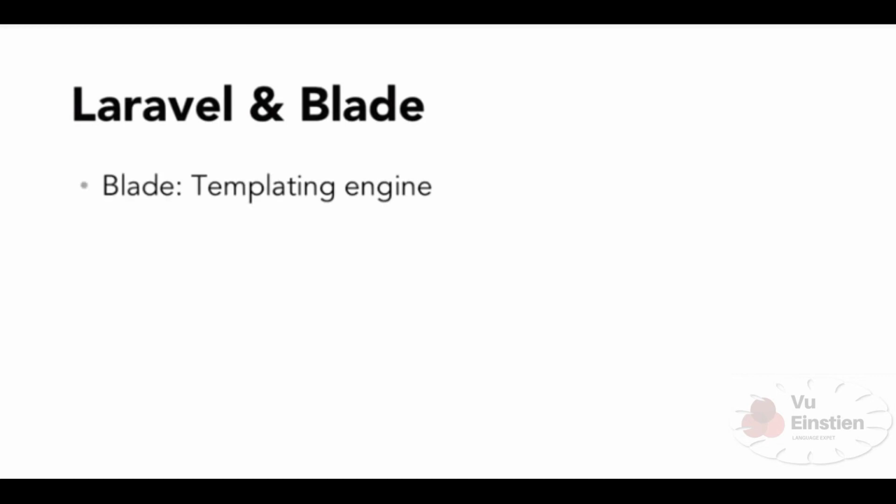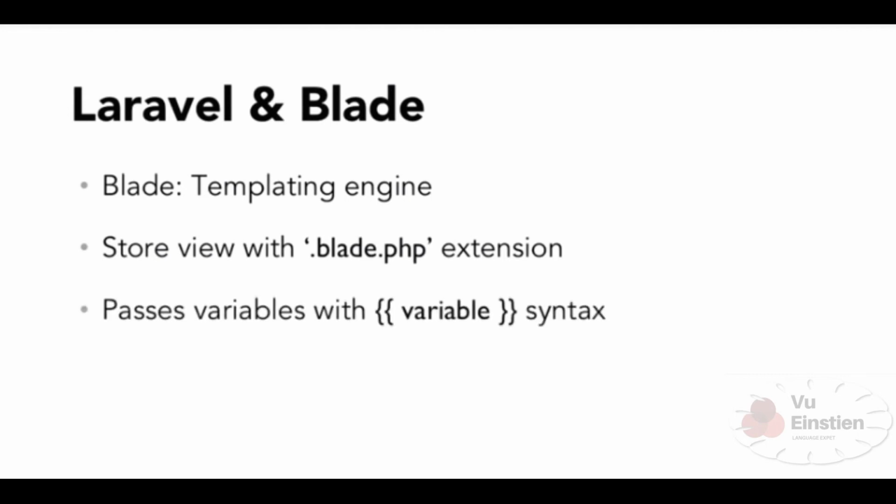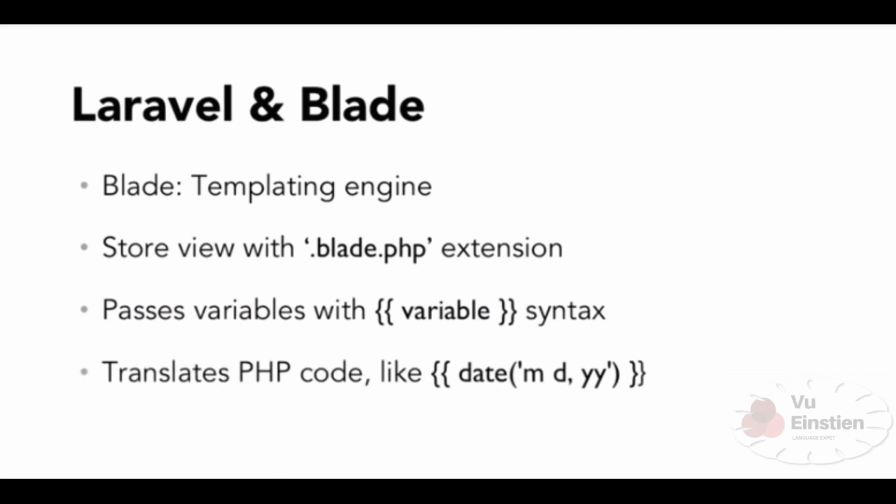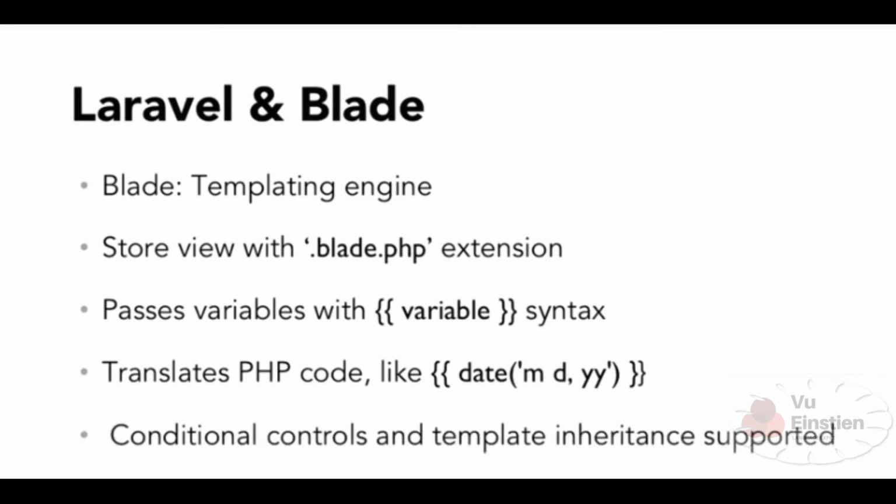To invoke Blade processing, you simply have to save a view with the extension .blade.php. Variables are easily passed if they're within a double curly brace syntax. You can also put any PHP code, like the date function, within the same delimiters, and it's automatically translated. Blade also supports a variety of conditional controls and template inheritance. Blade is discussed more fully in Chapter 3.